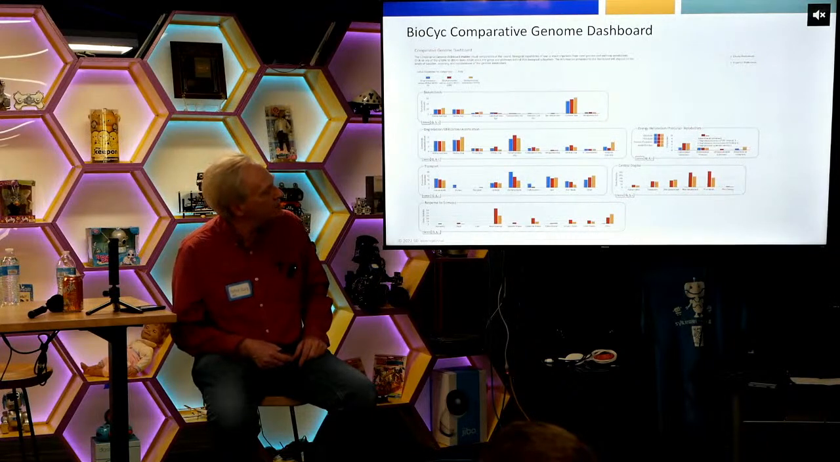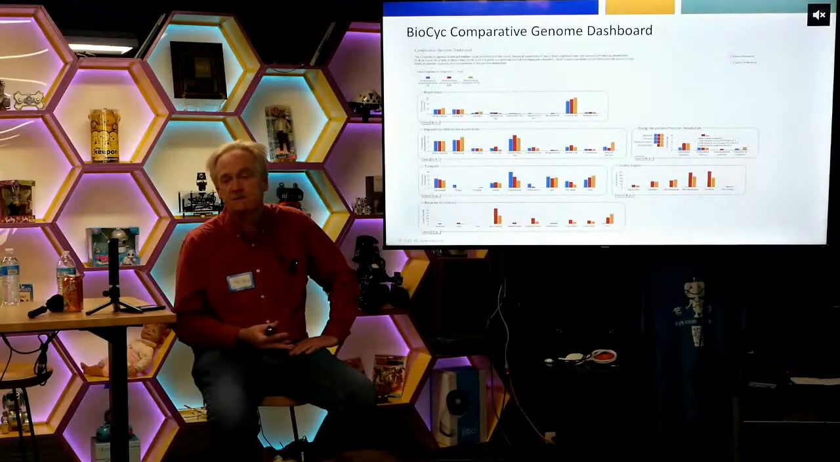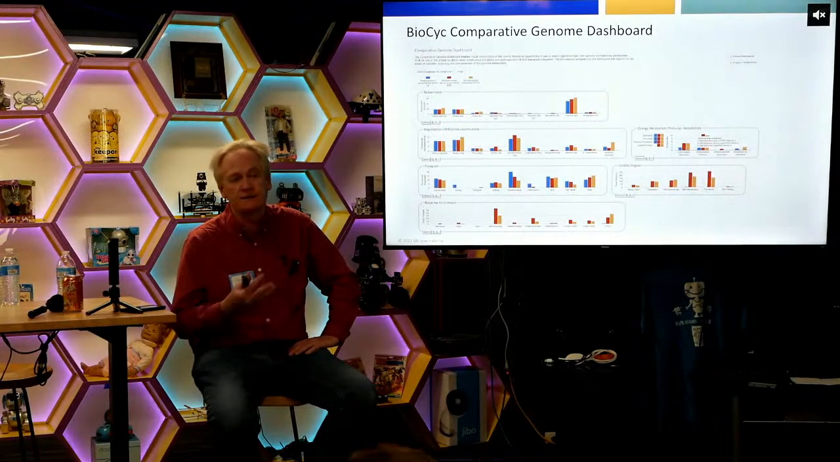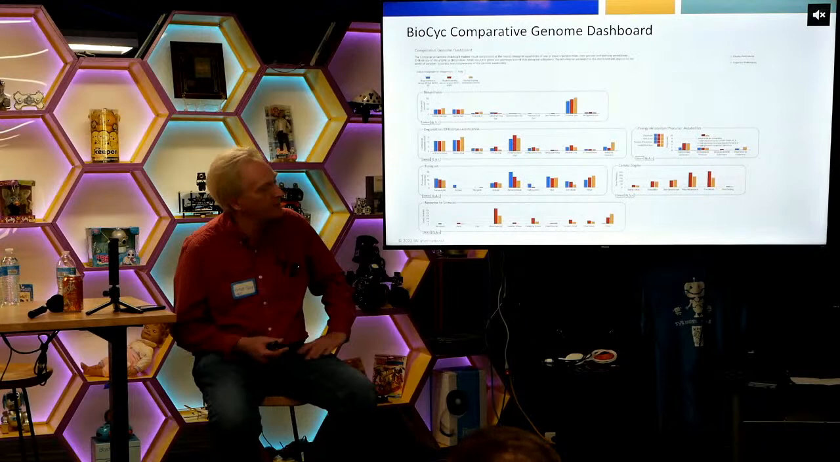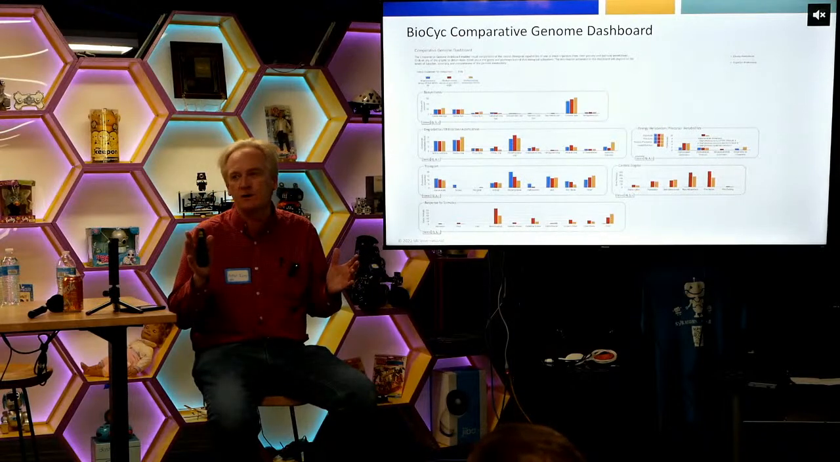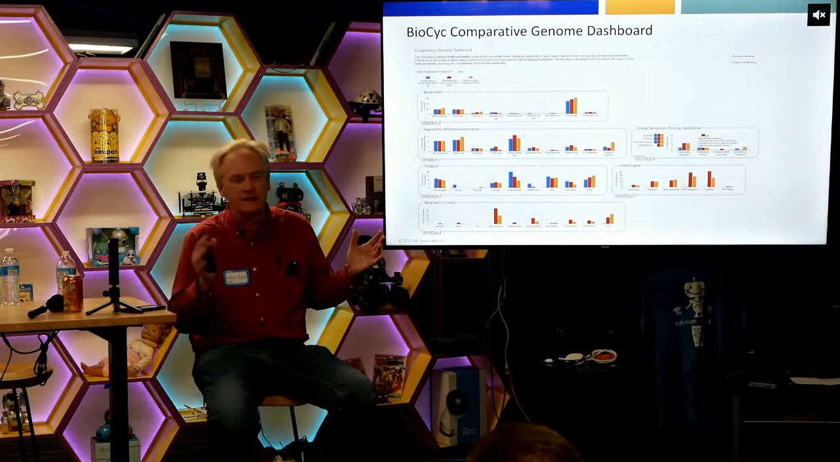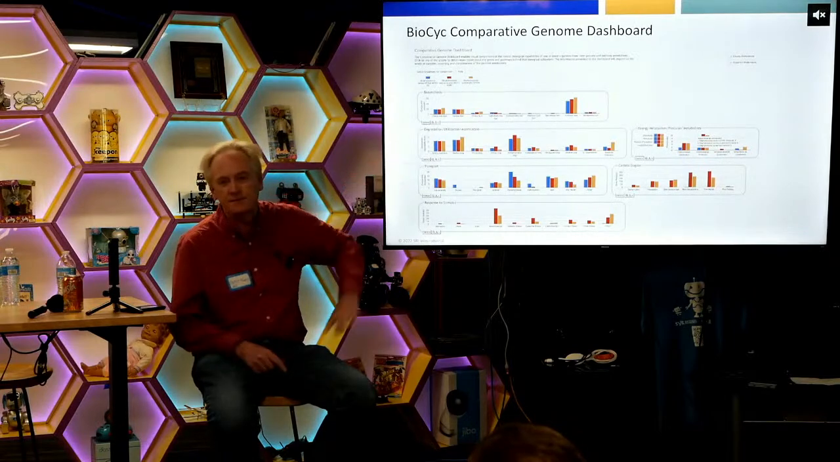So this is a way of looking really at a glance at what different functional subsystems are present in a cell, how much of the cell's machinery it is devoting to it. If you're comparing 20 different bacteria and you want to find which ones can make proline, you can find that out in about 2 seconds by clicking on that particular one.